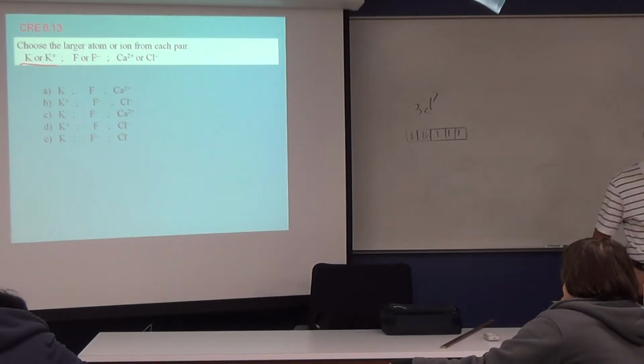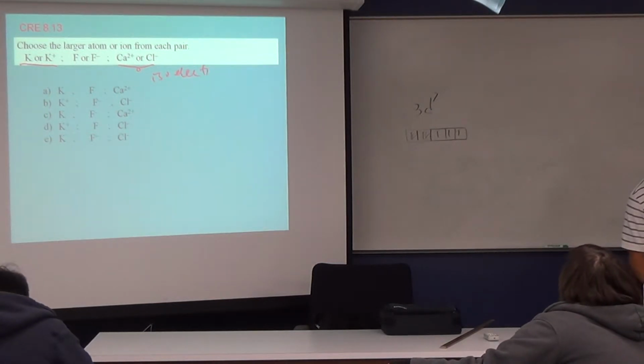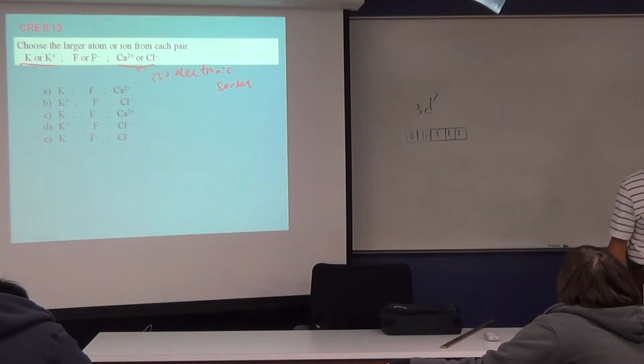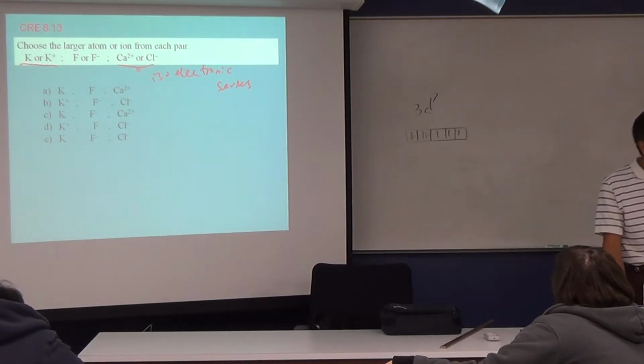Then the last two, how do you compare Ca2 plus and Cl1 negative? They are not the parent, they are not in the same group. So you have to use the isoelectronic series. These two are no problem, since they have the same number of electrons anyhow, so you don't have to worry about the valence. Otherwise, you have to check the valence.